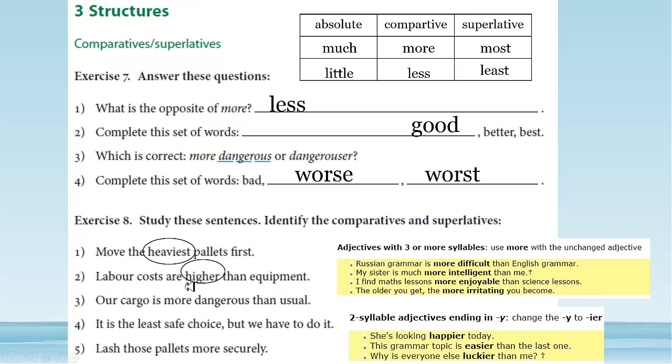Labor costs are higher, that's comparing, than equipment. Our cargo is more dangerous, so that's the comparative than usual. And 4, it's the least safe choice. So there you go, least safe choice, but we have to do it. That was a superlative as well. And lash those pallets more securely. That's comparative, more securely. Okay, great.